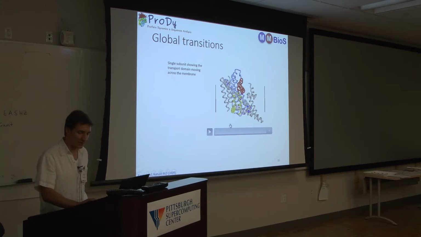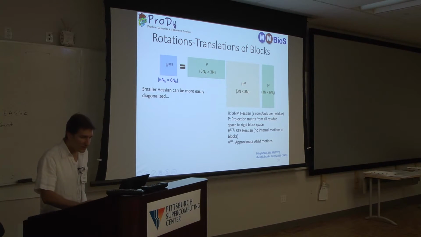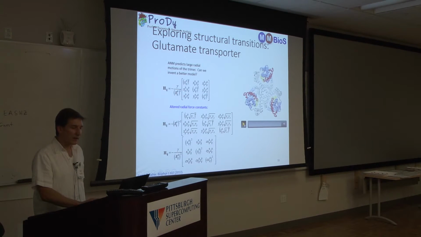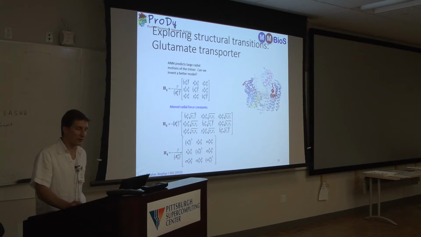And elastic network models didn't quite do that. I'll get back to that, in fact. So the ANM modes, I can show you right here. If you just do an ANM in ProDy, then you'll get some modes that look like this. Right? So what you see is that the transport domains are moving in and out in this radial motion, opening and closing. This is the third mode. It's symmetric. The first two modes are an asymmetric version of this one.